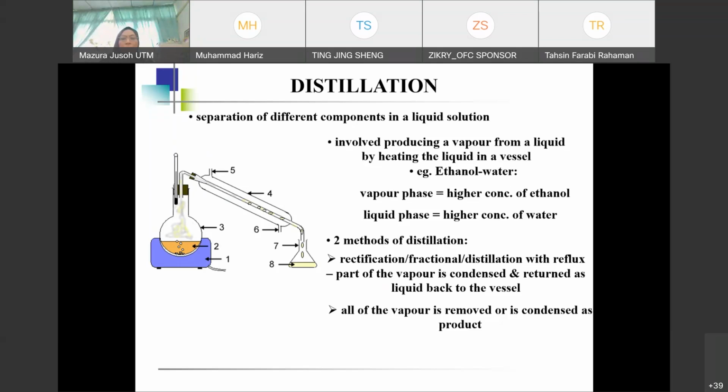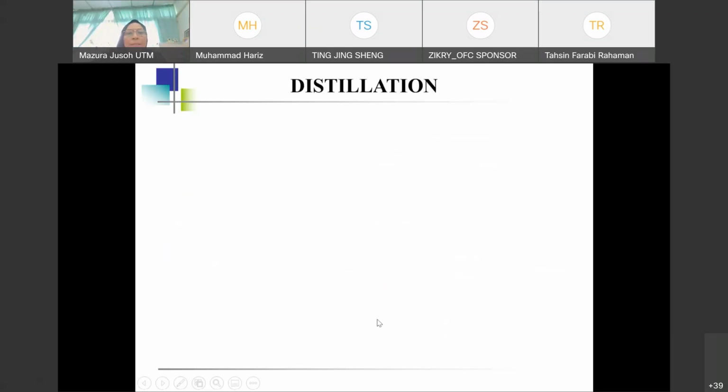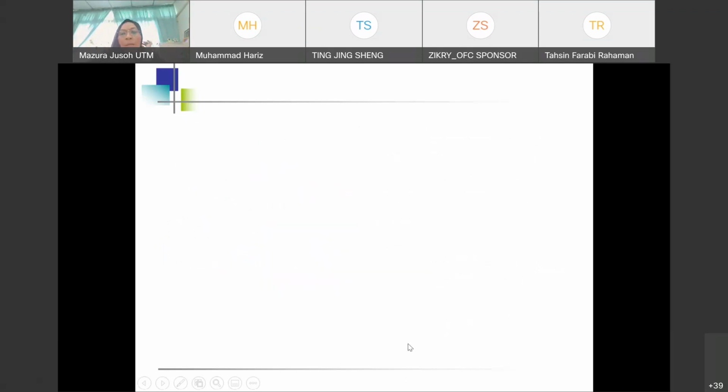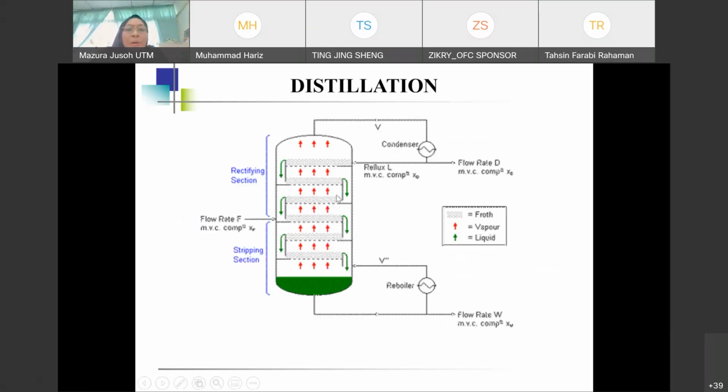Okay, done. All right, so the first one is with reflux, and the second one is without reflux. I'll show you what the reflux is in a while in this schematic. Okay, so if you see here, this is how you draw a distillation column. This is a tray column for distillation.